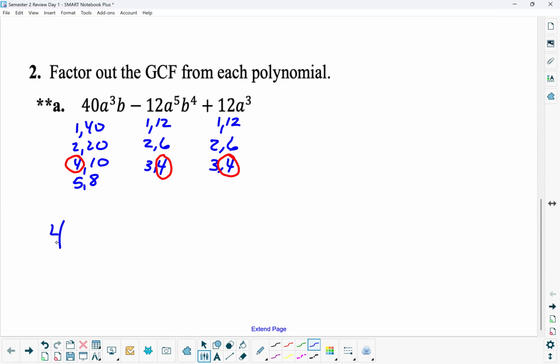The greatest common factor for the a's is the smallest number of a's that appear in any term. So we have a to the third, a to the fifth, and a to the third. 3 is the smallest number. And for the b's, also the smallest number. So I have b or b to the first, b to the fourth, and then I don't have any b's in my third term. So there is not going to be a factor of b in my greatest common factor.